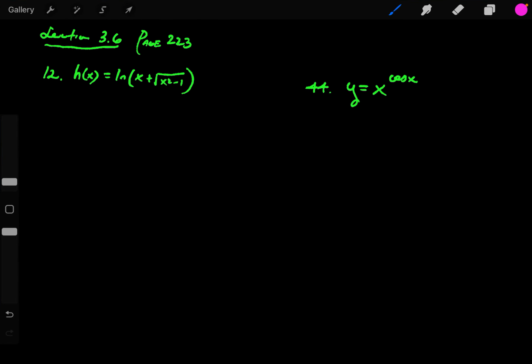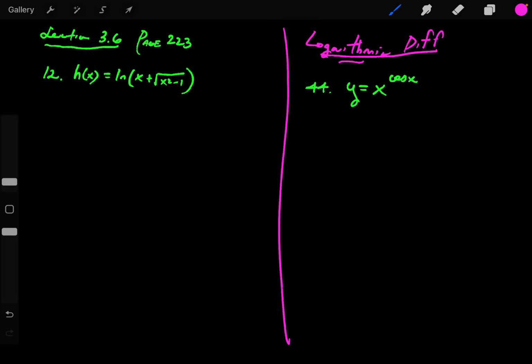Okay, so here I'm going to show you how to do two problems from the homework. So here we got number 12, and they're asking you to differentiate these functions. Now, for this one, they deliberately tell you to use logarithmic differentiation, so we're going to do that for the other one, but this one we could differentiate just with chain rule.